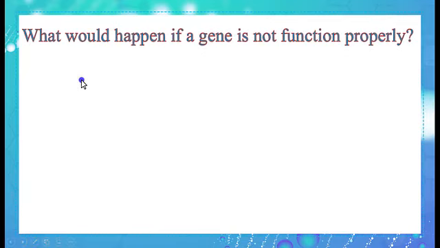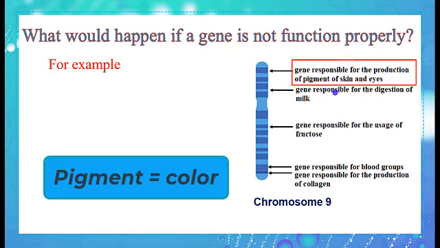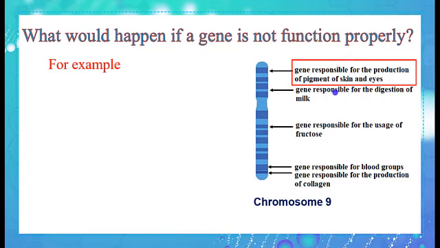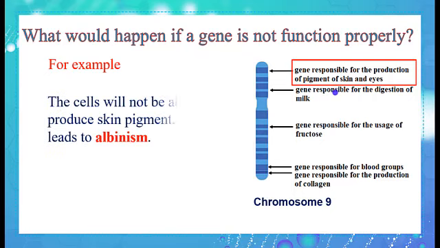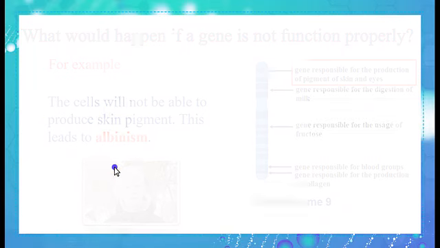After we talked about alleles, genes, and the gene map, what would happen if a gene is not functioning properly? For example, if you look at chromosome number 9, we have a gene responsible for the production of pigment of skin and eyes. What happens if this gene is not functioning properly? The cells will not be able to produce skin pigment. Excellent. And this leads to albinism. So this is a figure for albinism. Let's now discuss albinism.